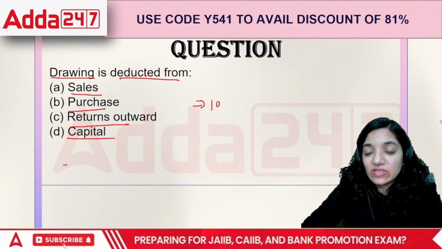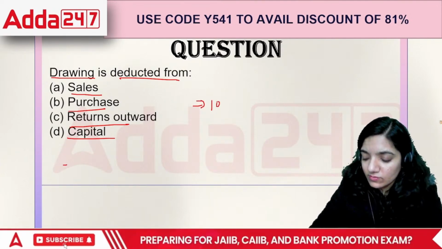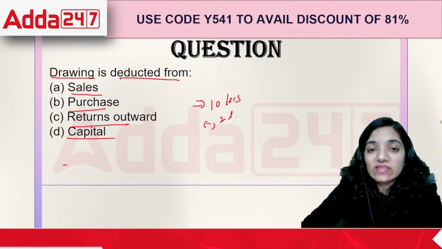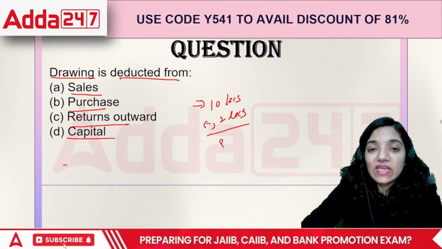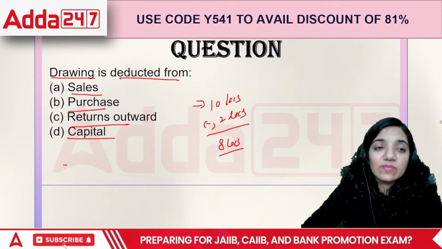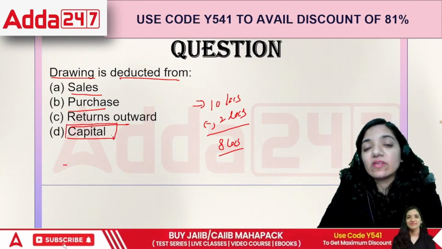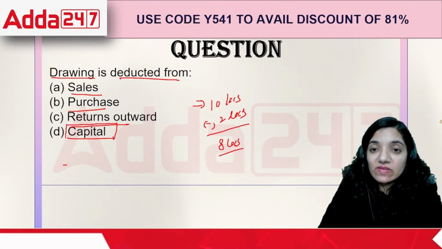For example, I introduced 10 lakhs in the business, and then I withdrew rupees 2 lakhs out of it. So that gives 8 lakhs. That simply means if I withdraw some money, then it is reducing my capital, isn't it? The money which I have invested in the business.